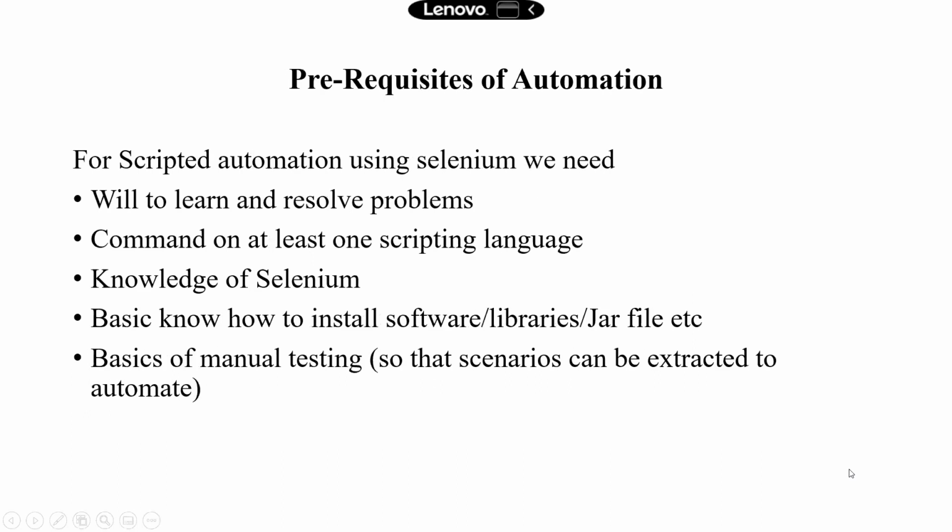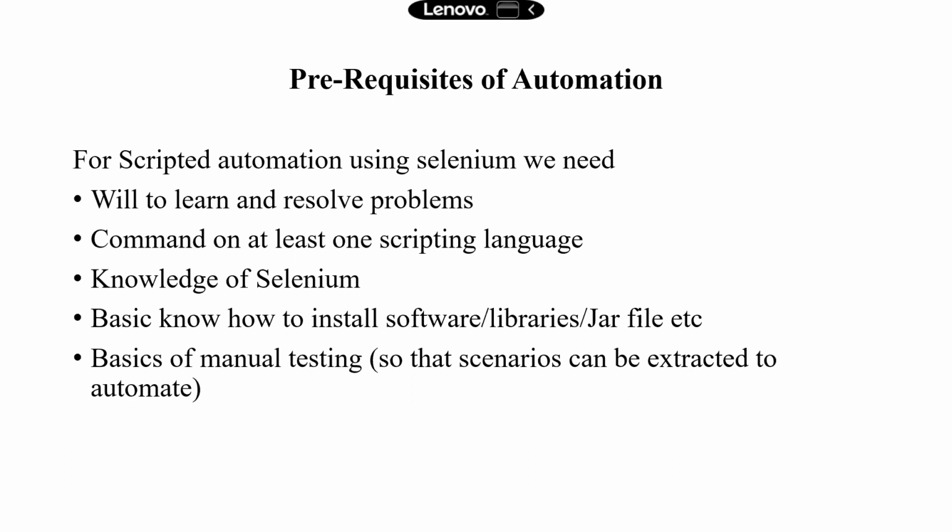Then, since we talked about some prerequisites of automation, these are the prerequisites. First of all, whenever you are going to learn something, you need some will to learn and resolve problems. This is going to be a coding thing. You would be writing up scripts, performing some sort of development. So basically, you should have a will to learn and resolve problems.